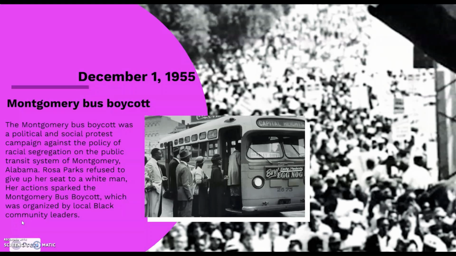Rosa Parks refused to give up her seat to a white man. Her actions sparked the Montgomery bus boycott, which was organized by local black community leaders. Lasting 381 days, the Montgomery bus boycott resulted in the Supreme Court ruling segregation on public buses unconstitutional. A significant step towards civil rights and transit equity, the Montgomery bus boycott helped eliminate early barriers to transportation access.